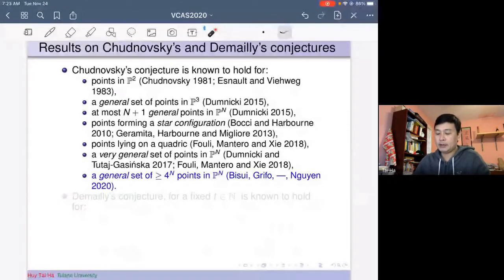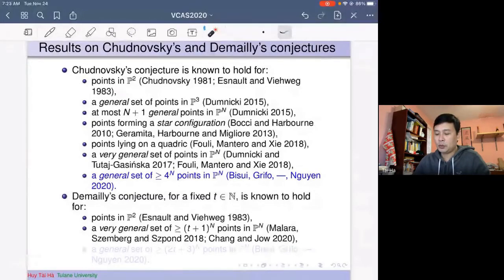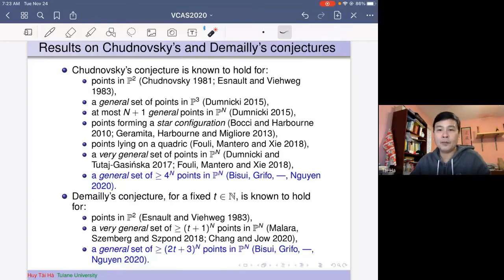For P2, again, it is true due to the work of Esnault and Viehweg. And if we fix t, it is known to be true for a very general set of points by Malara, Szpond, and then a slight improvement by Chang and Zhou. Another theorem that we have is to show that the Iamai conjecture is true for a general set of at least 2t plus 3 to the n points in Pn. So here you have a question. Yes.